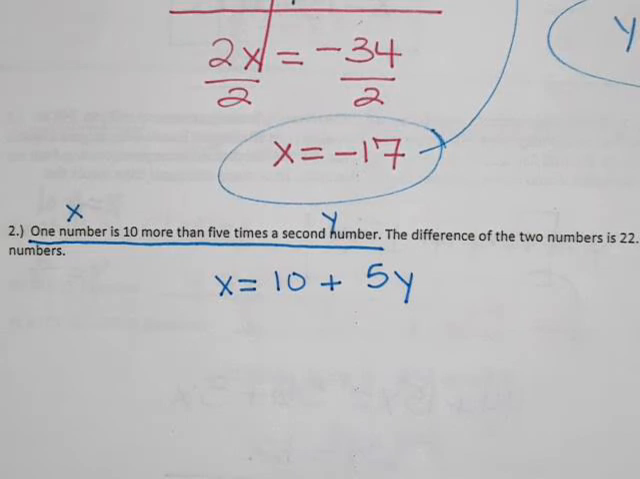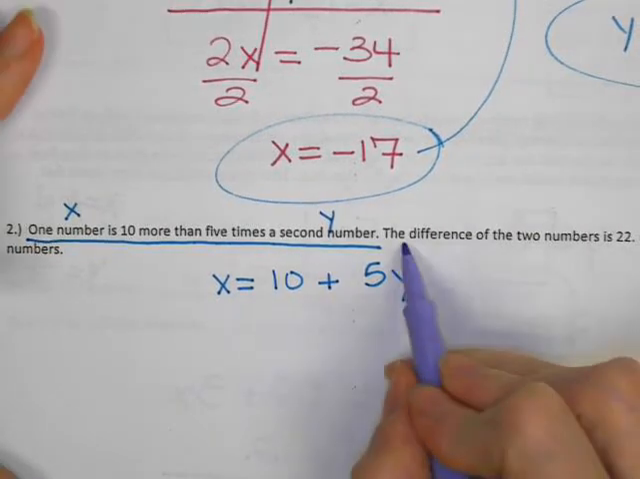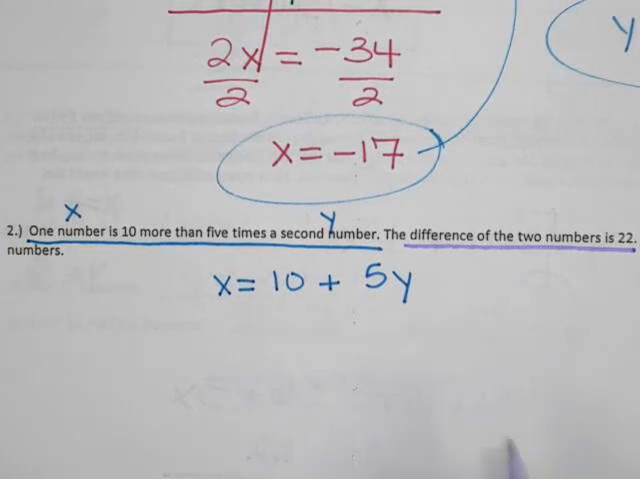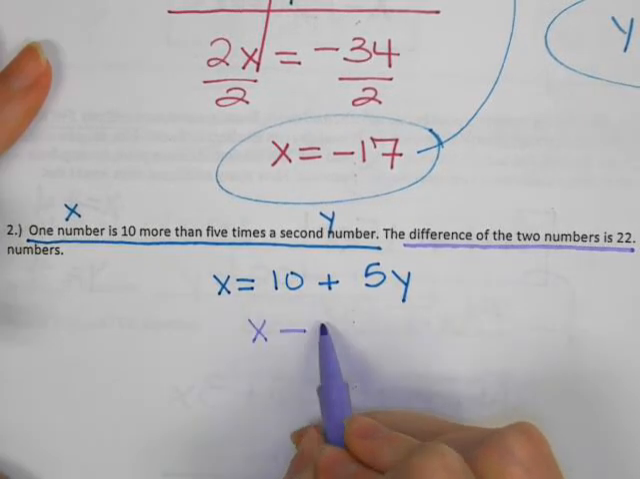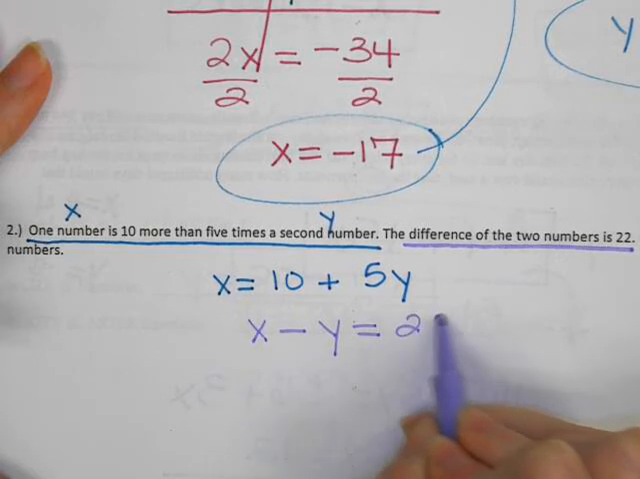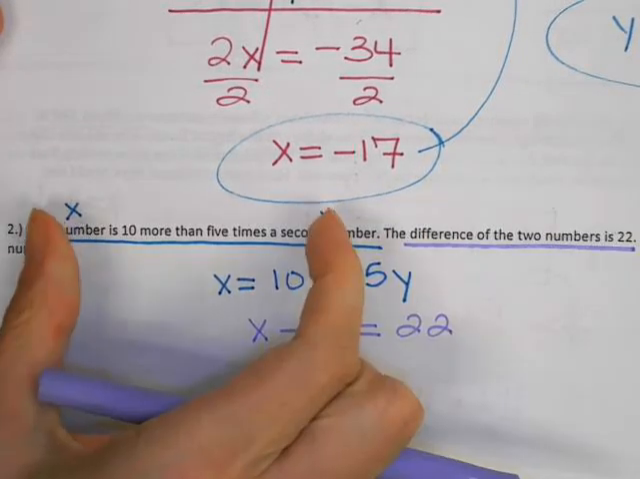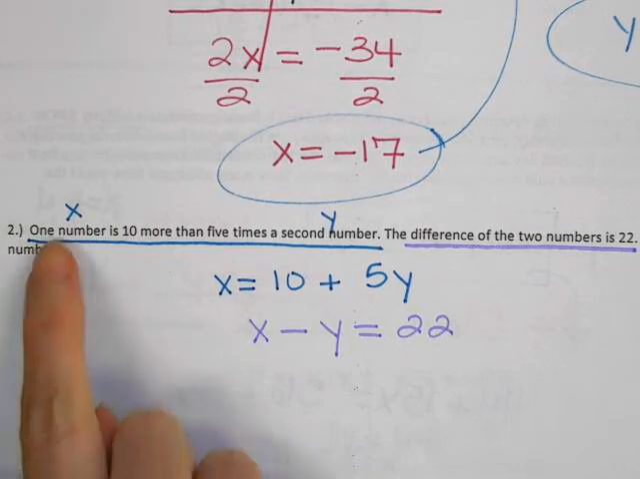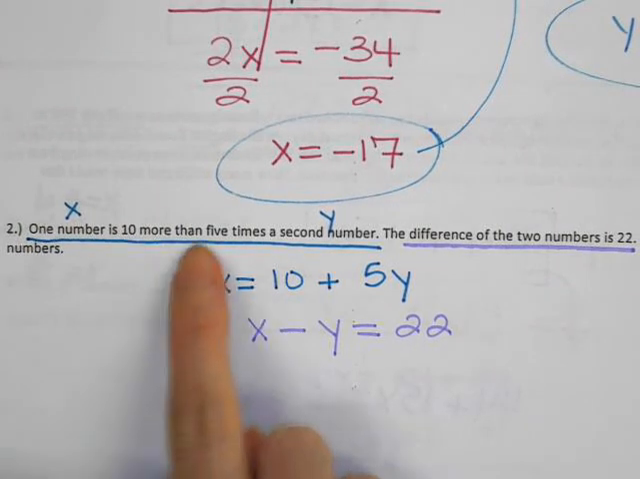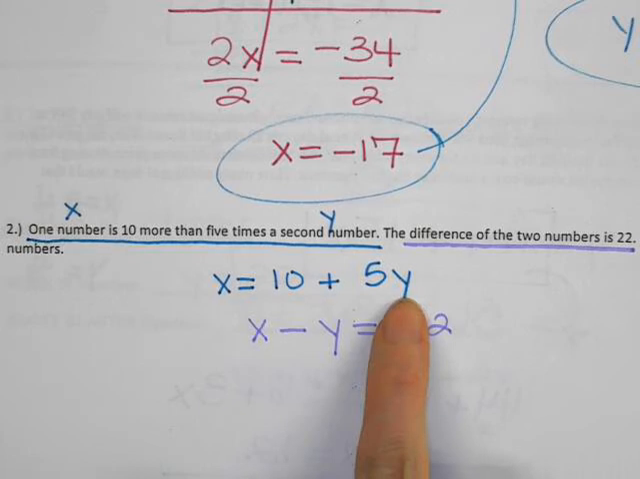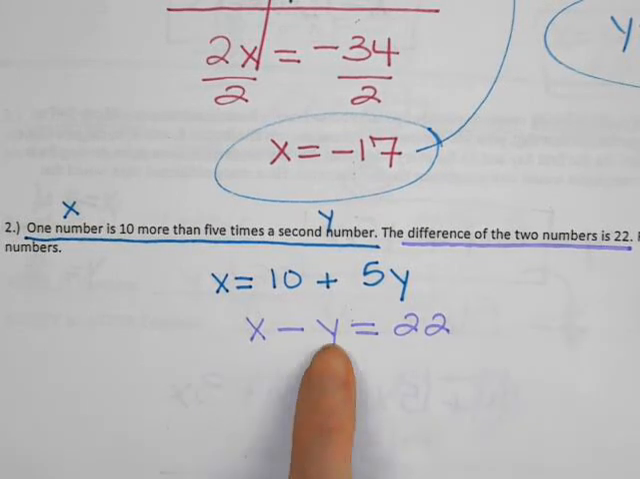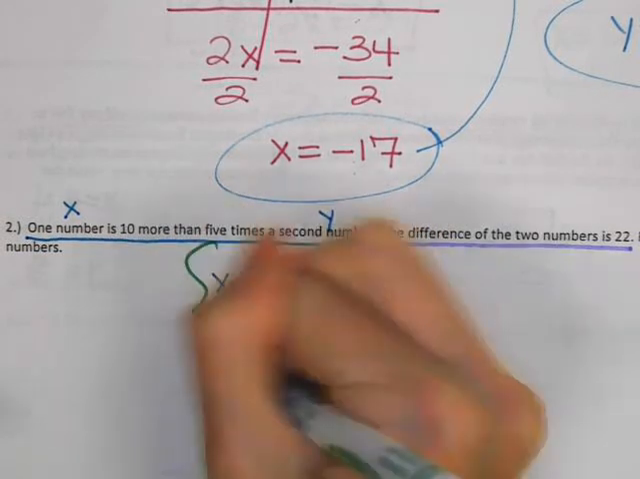All right, and then the second one says the difference of the two numbers is 22. So difference means subtract, so x minus y equals 22. This equation has nothing to do with this one. Do them totally separate. All right, can we just recap that again? One number is 10 more than 5 times the second number, and then the difference of x and y is 22. So x minus y is 22. All right, that's our system.